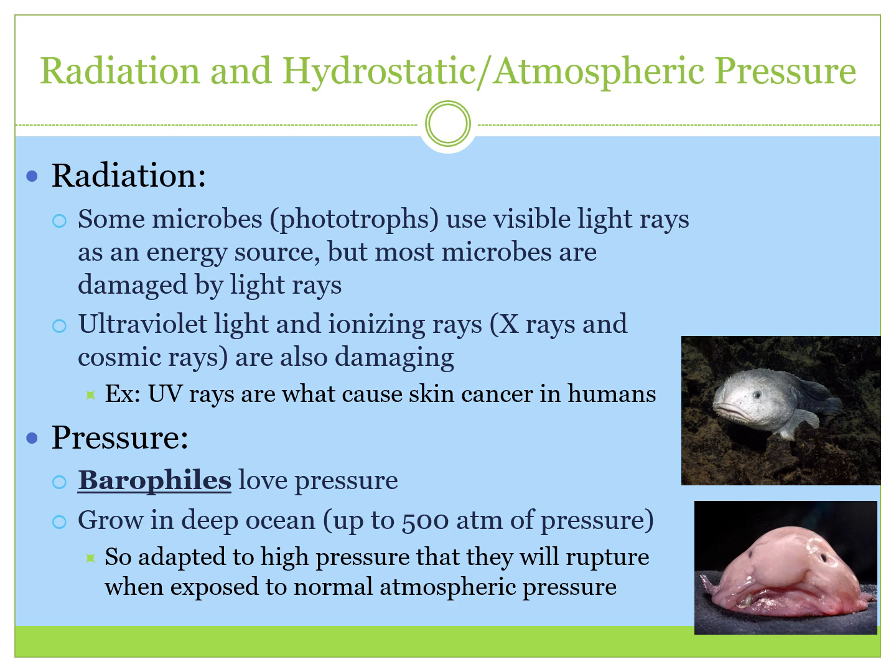We want to talk about radiation as well as atmospheric pressure, but we can talk about these collectively together. When it comes to radiation, these include microbes that use visible light rays as an energy source. So they are a type of phototroph. But most microbes will be damaged by light rays. Not dissimilar to our cells, where UV rays can cause skin cancer.